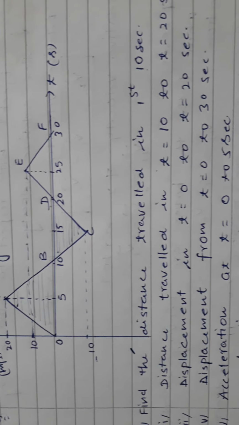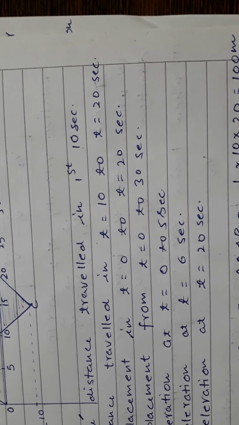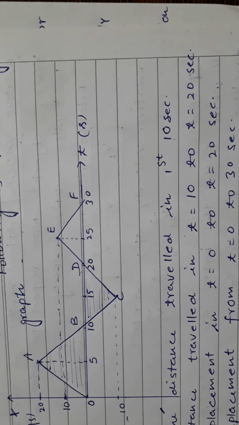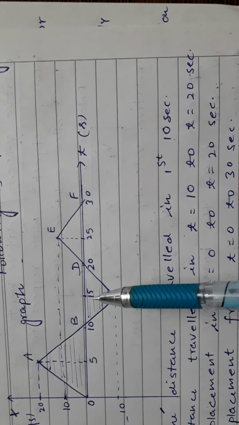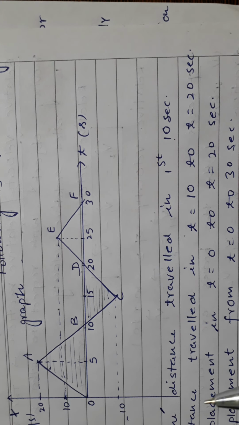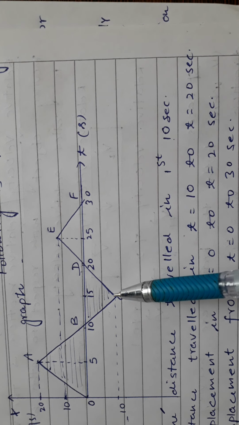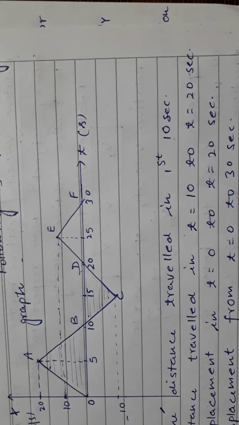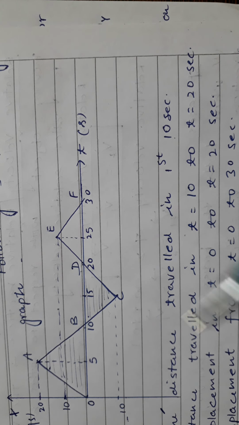Now in the second part of the question, distance traveled from t is equal to 10 to t is equal to 20. So now we will find from t is equal to 10 to t is equal to 20. This lower part area is on the negative y-axis, but students, since we are finding the distance, in case of distance we always take positive sign, whether the area is on the negative side, because distance can never be negative.